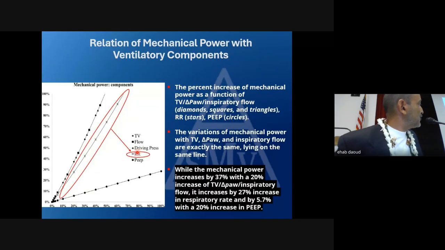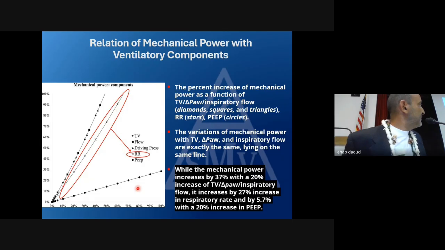Okay, how about the relation of mechanical power to all of these? If you look at the left one, you would think, oh, that's the one that increases mechanical power. But guess what that is? That's a combination of driving pressure, tidal volume and inspiratory flow. So the three of those on the left increase the mechanical power that much. Guess what? Respiratory rate alone is almost close to it.